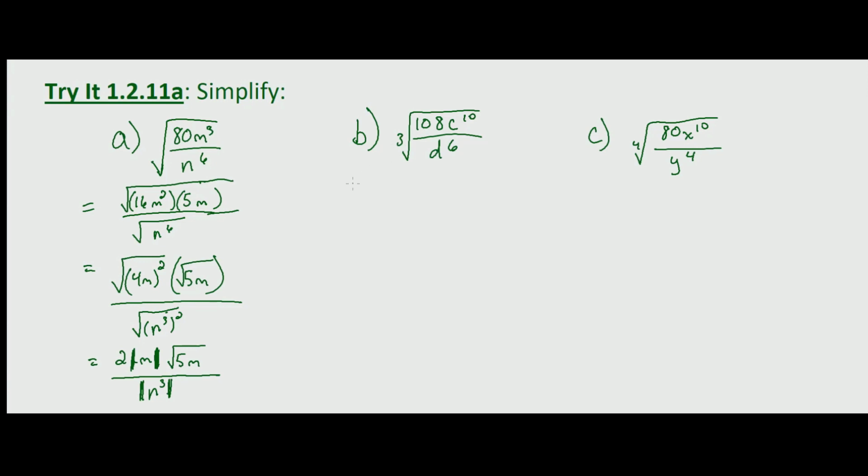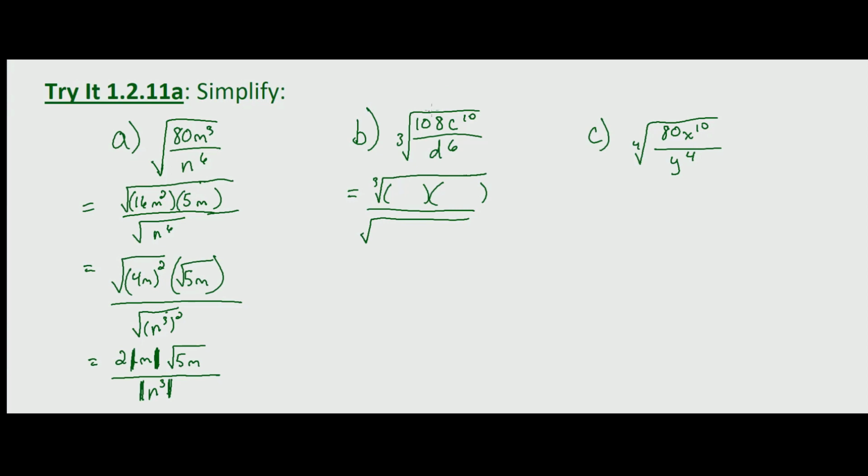With part B, we're looking at a cube root. We have the cube root of 108c to the 10th over d to the 6th. What's under the radical won't simplify, so we know we're going to end up with 2 separate radicals, one in the numerator, one in the denominator. So let's look at the factors of 108. Are there any perfect cubes?